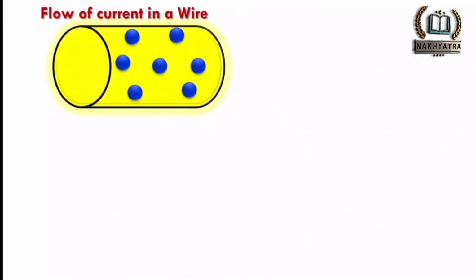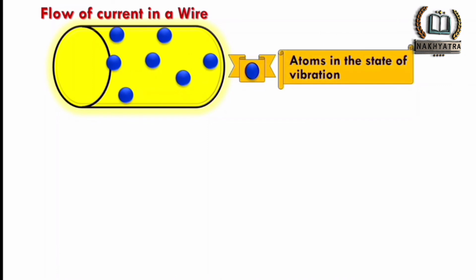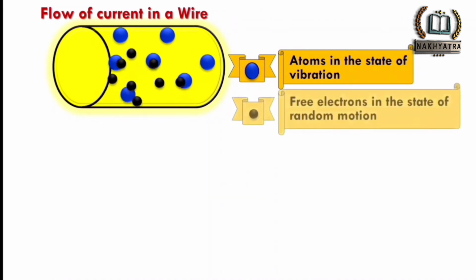Next is flow of current in a wire. So how does current flow in a wire? As you can see, the wire and the blue balls inside it, consider them as atoms in the state of vibrations. And the black small balls are the free electrons inside the wire in the state of random motion.